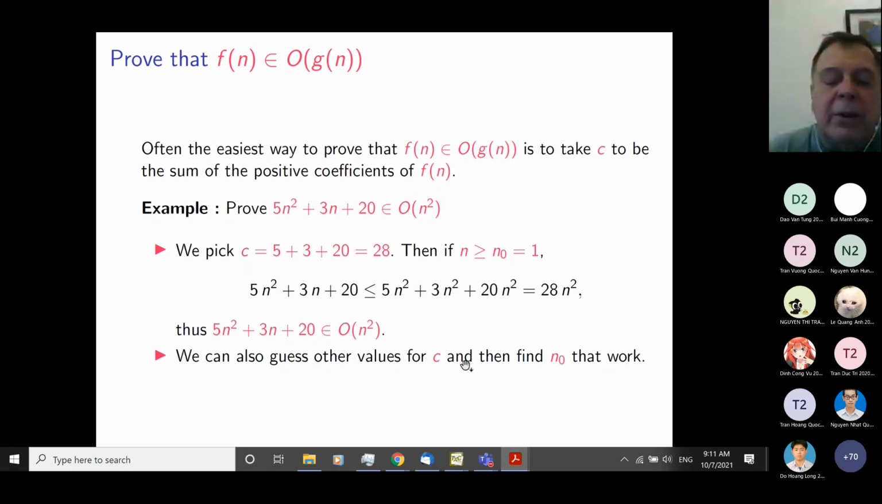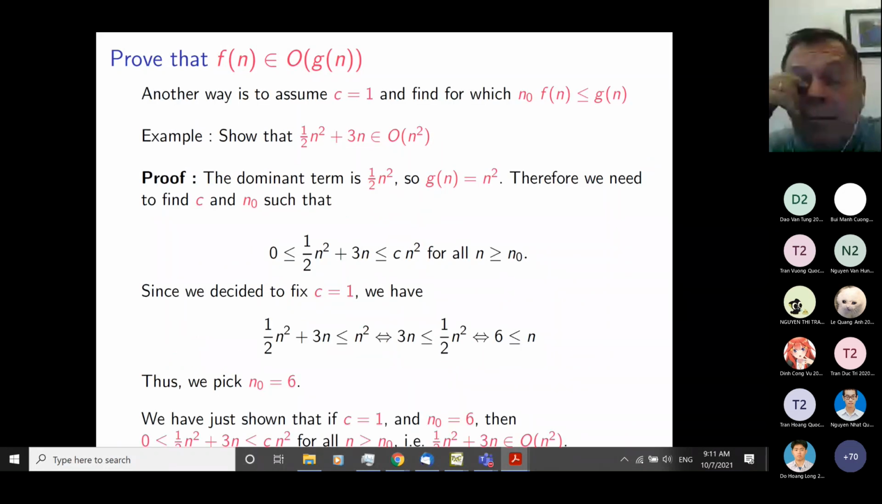So for this way to prove the relation, f(n) is in order of g(n), proving this is true for a special expression, we need to apply some algebra. Here I assume that c is going to be equal to 1, and I need to find my n0. If I fix c to be some specific value, then I need to discover for which n0 that function is going to be smaller than g(n).